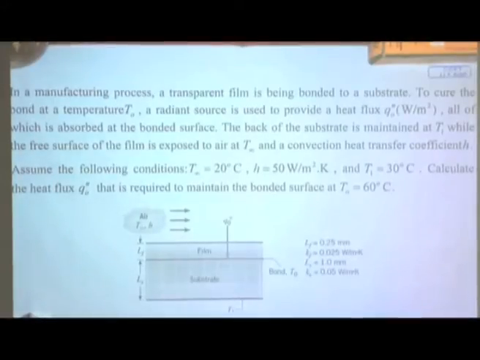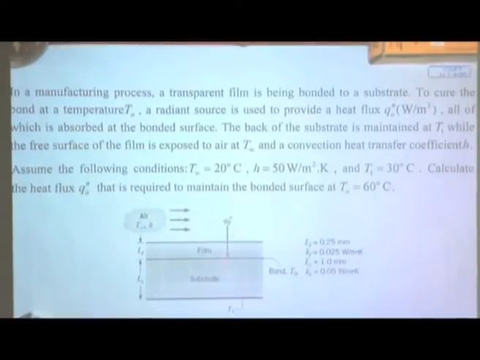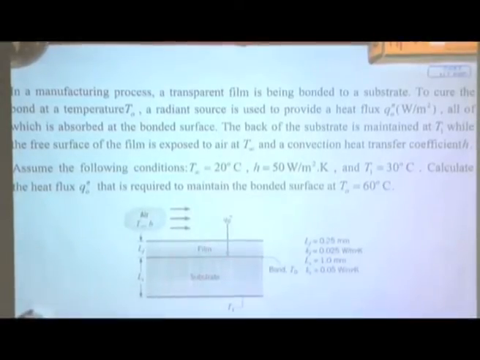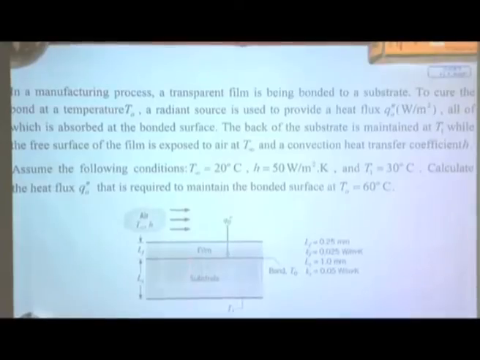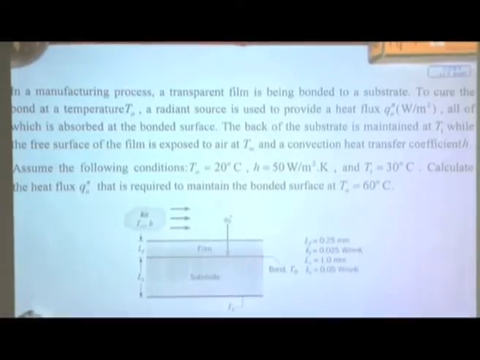So therefore, here the heat comes due to conduction from this temperature at the bonded surface to the temperature at the back. So this is purely a one-dimensional heat transfer through the substrate and film, which is flowing in this direction through the film and downward through the substrate. So if we understand this heat flow scenario, then we can construct the thermal circuit.